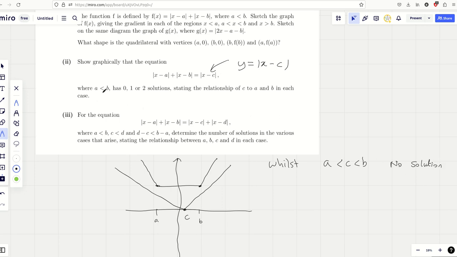We've stated the relationship of C to A and B and said it will have no solutions there, because you can just see it's not going to touch. But when C equals A or C equals B, it will have one solution.